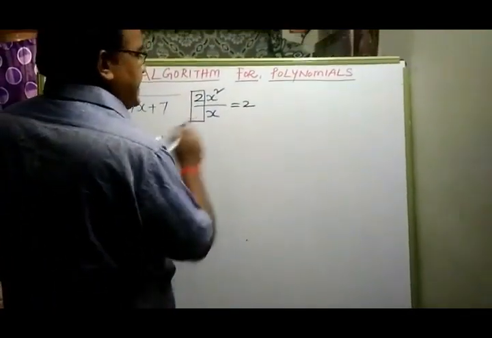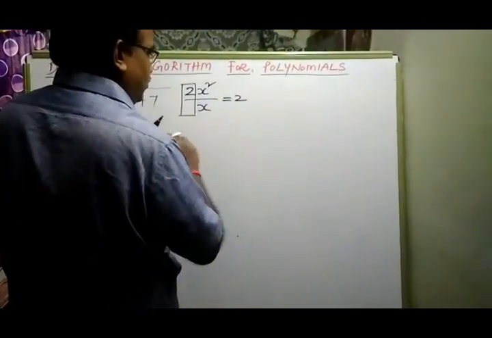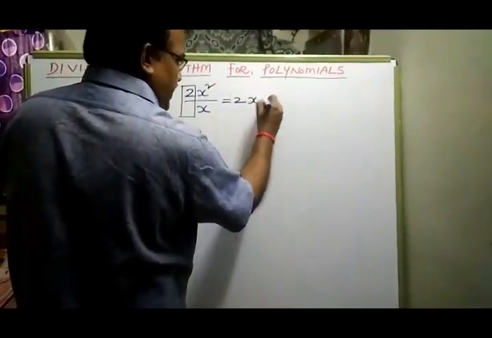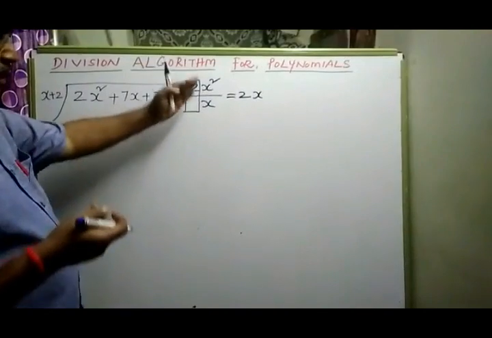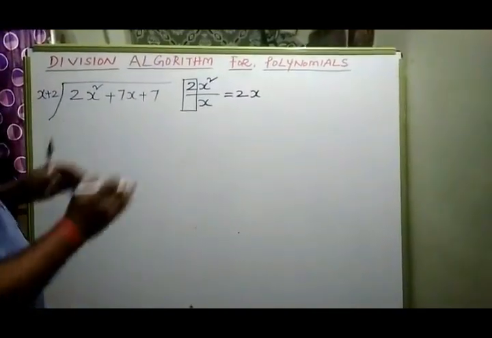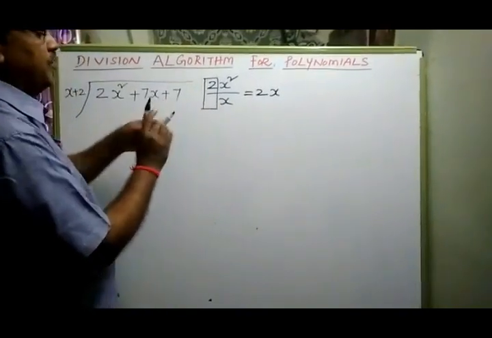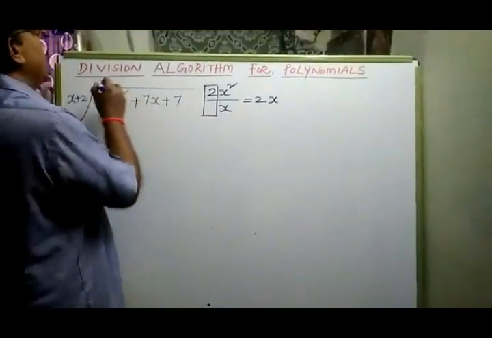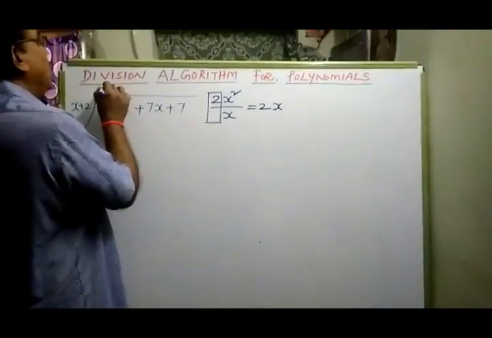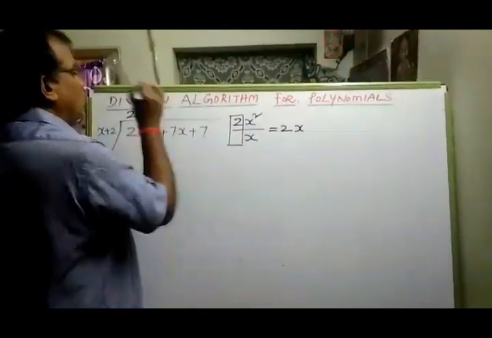Then x square by x. Already we know x square by x is equal to x. Now this is called the partial quotient. This partial quotient, write in the quotient part. This is the quotient part. This is nothing but 2x.